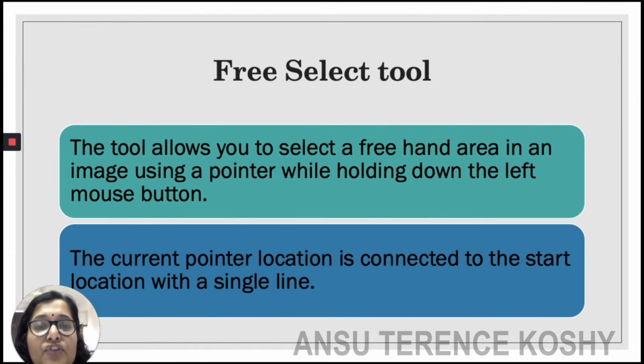Free select tool. This tool allows you to select a freehand area in an image using a pointer while holding down the left mouse button. That is, you can select an area freely with the help of your left mouse button. You can click on the left mouse button and point to any area in any direction that you like inside the image. The current pointer location is connected to the start location with a single line. Wherever you stop, the end point and the first point will be interconnected with a single line.